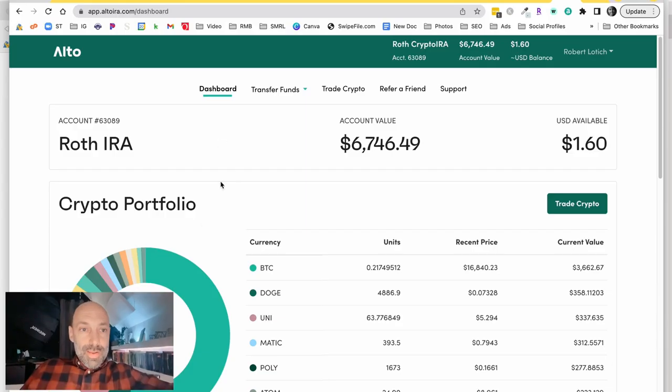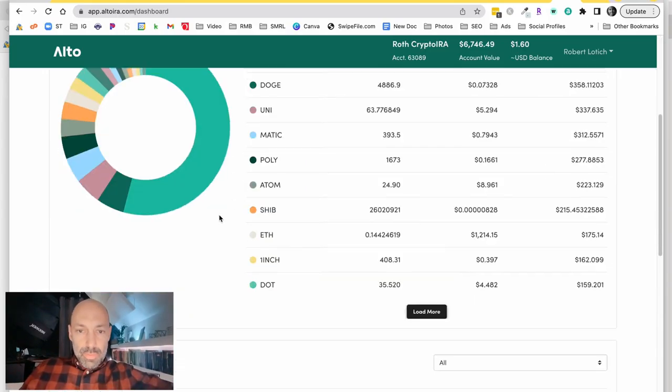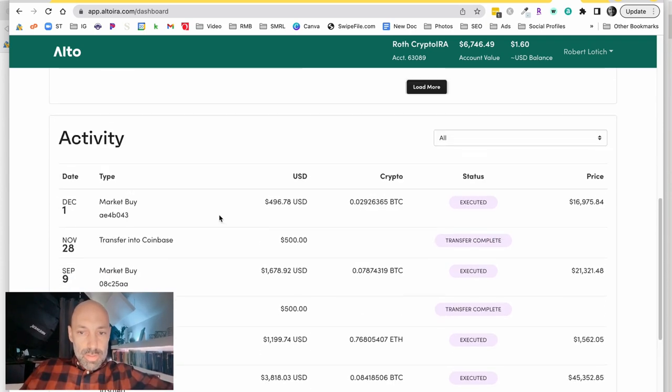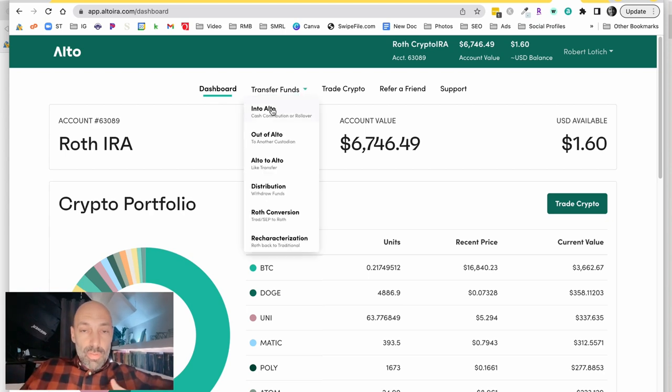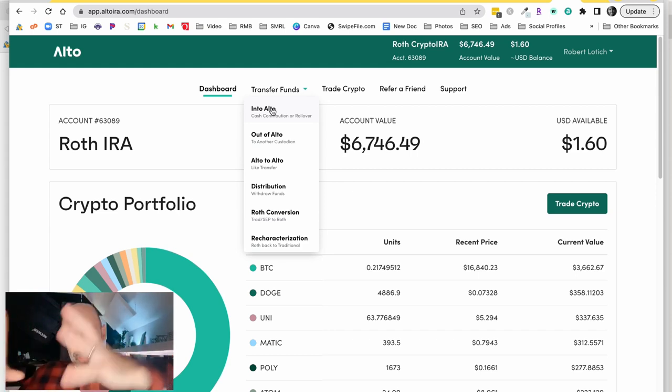So here we are over at my Alto IRA account, just giving you a peek at how it's laid out. It's pretty simple, and I've just found it to be really intuitive. What I did is, you can do cash contributions, just adding money to it, but you can also do a rollover. I did a rollover from one of my other IRAs, basically pulling off a section of that to be able to have some of it in crypto.